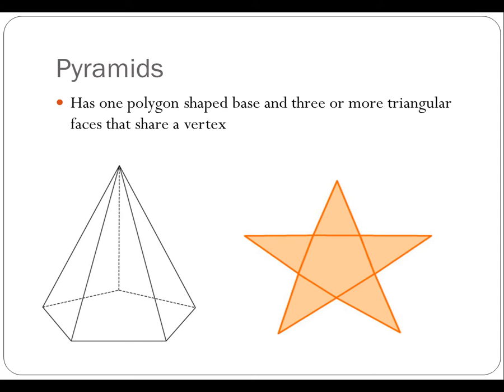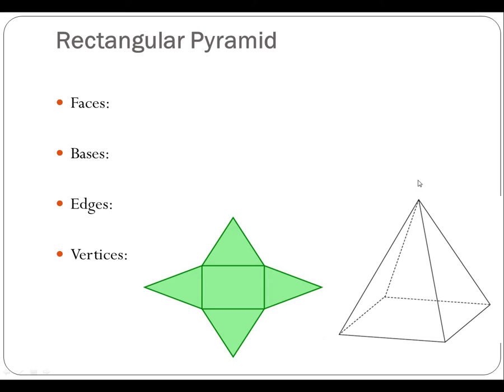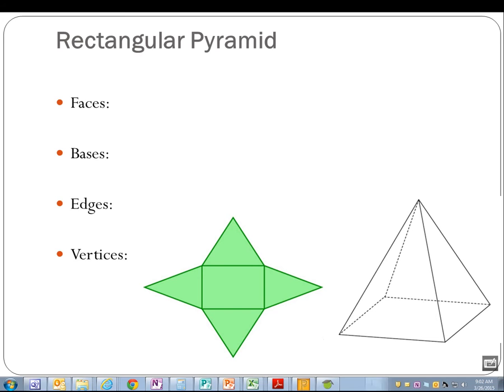So it is 3 or more triangular faces that share a vertex. Okay, it's triangular faces that share a vertex, the 1 vertex on the top. So for example, we have a rectangular pyramid, which is going to have 1, 2, 3, 4, 5 faces. We are going to have 1 base.